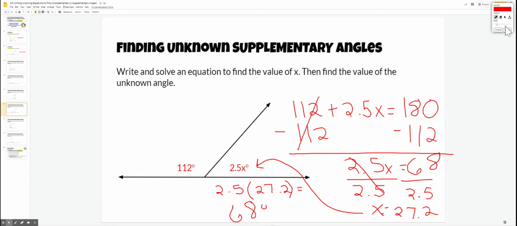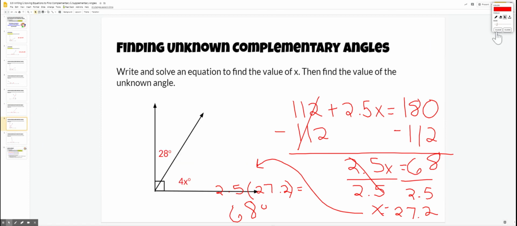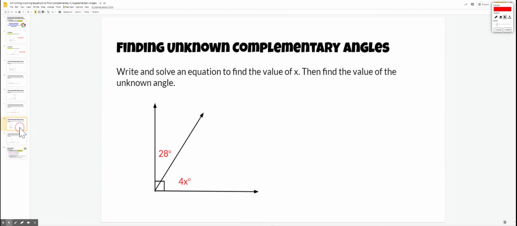Okay. Now I'm going to ask you to try this one on your own. So go ahead and take a look at this question. Okay. Complementary angles, write and solve an equation. So the first thing I want you to do right now is to write your equation that you could use to find the value of x. Go ahead and do that now.